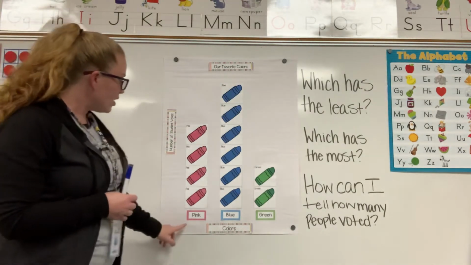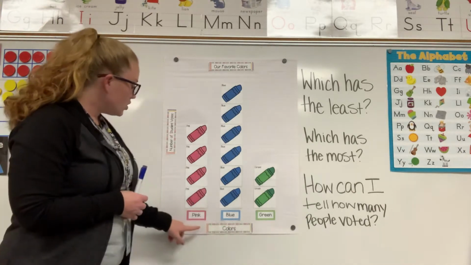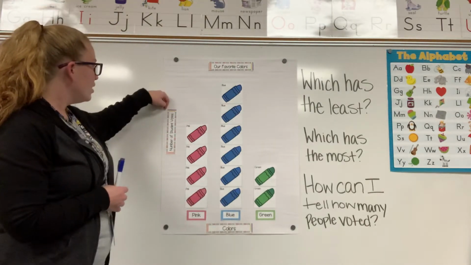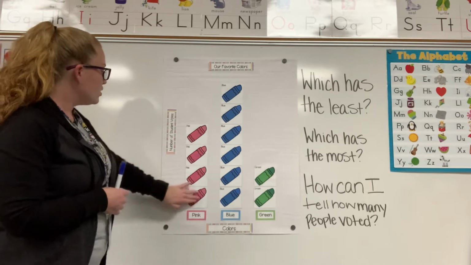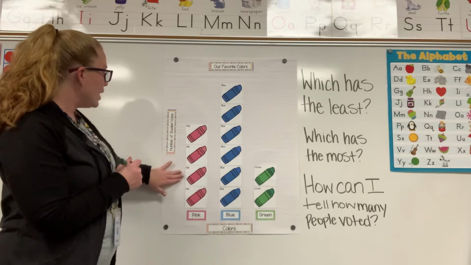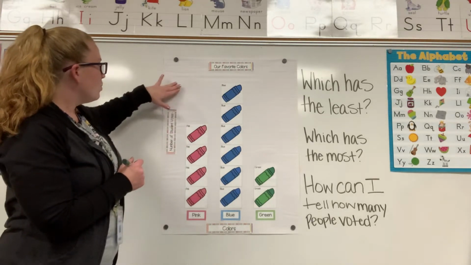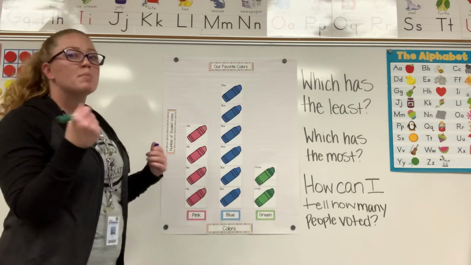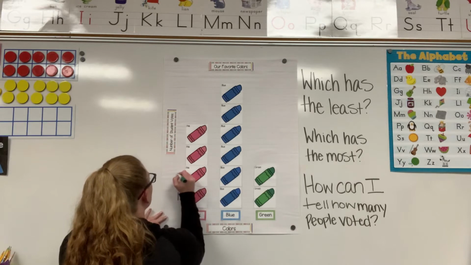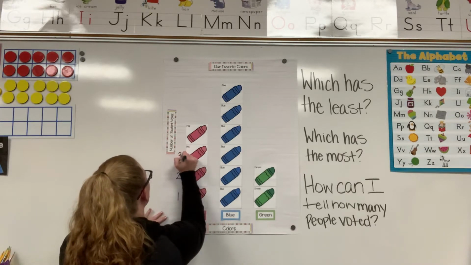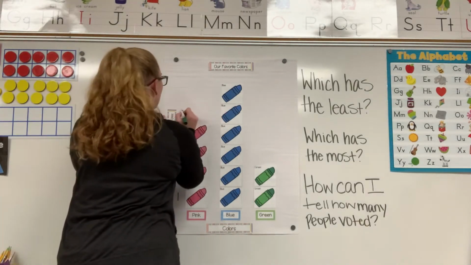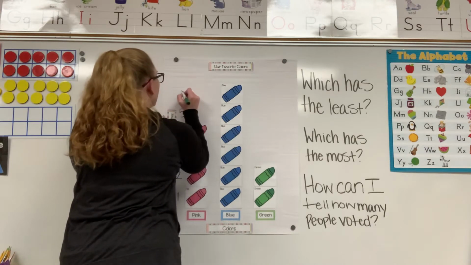So we have down here our categories, our colors. So we have pink, blue, and green. And on this side, this is where our numbers go. So I want us to count together how many we have. What is the most amount we have? So we have 1, 2, 3, 4, 5, and 6.